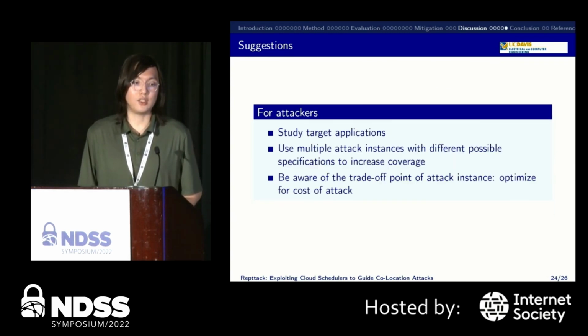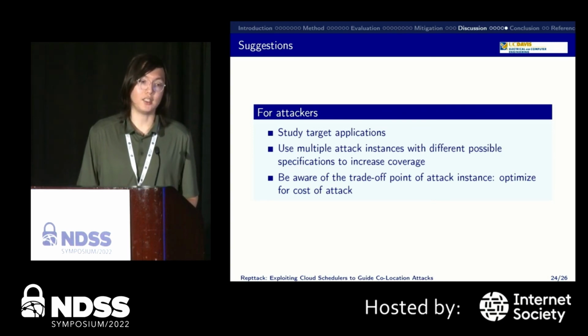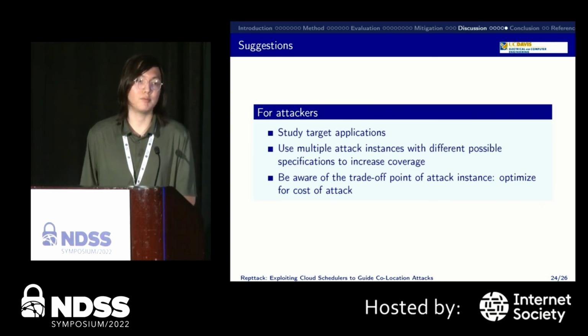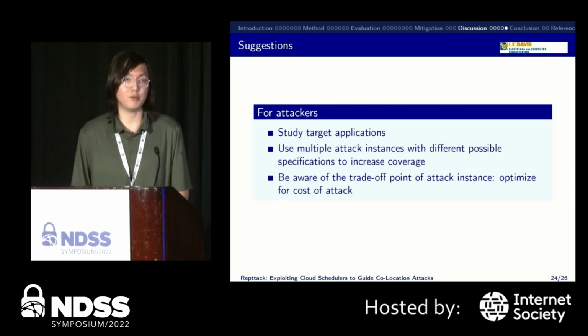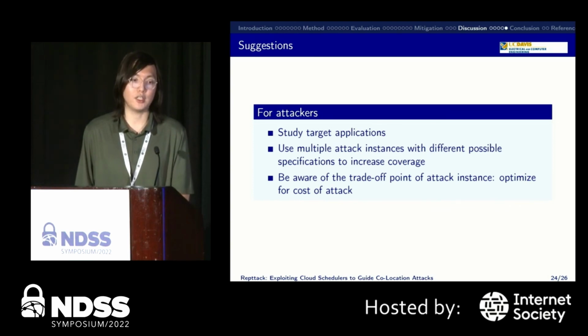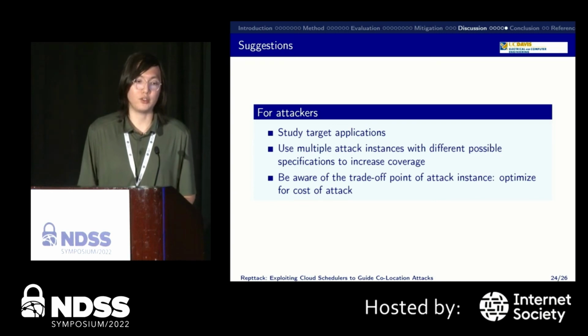For attackers, we suggest that they should study target applications carefully because that can help them better deduce what type of specifications they can propose. And also, when using multiple attack instances, they can use different possible specifications to increase the coverage of the nodes in the cluster, so the collocation rate can be further increased. And they should be aware of the trade-off point in the number of attack instances, as we showed before. That can help them optimize the cost of attack.